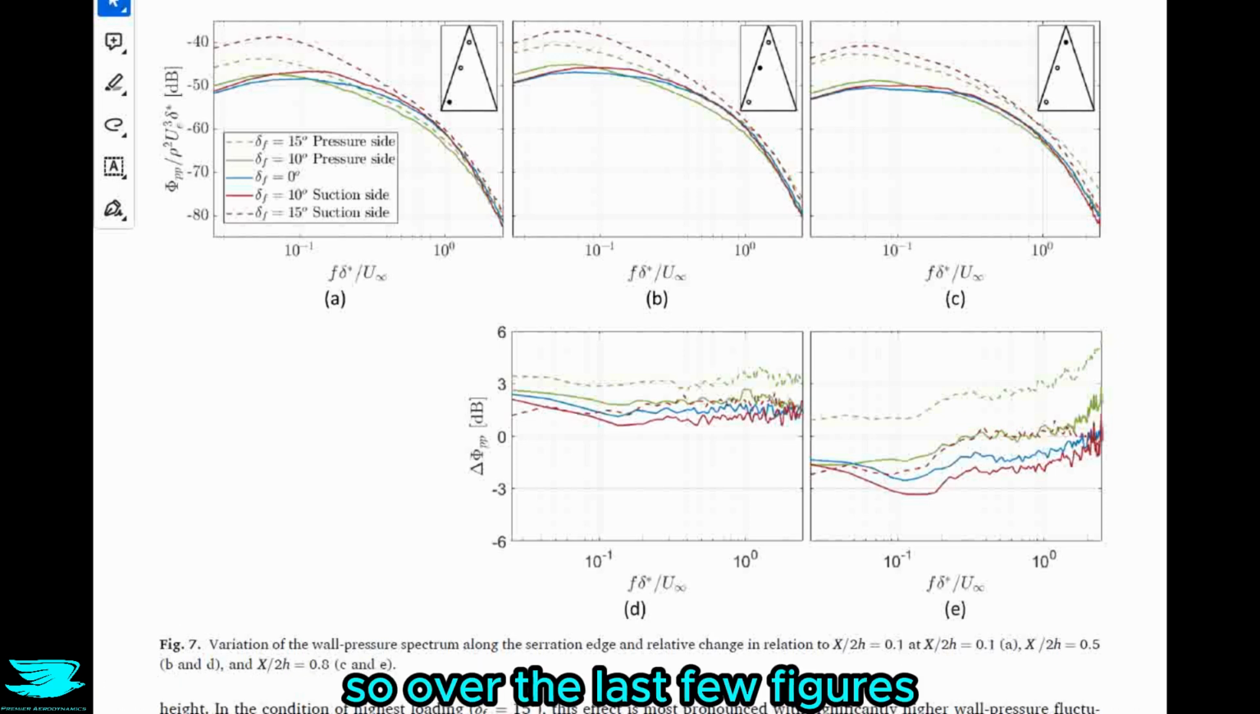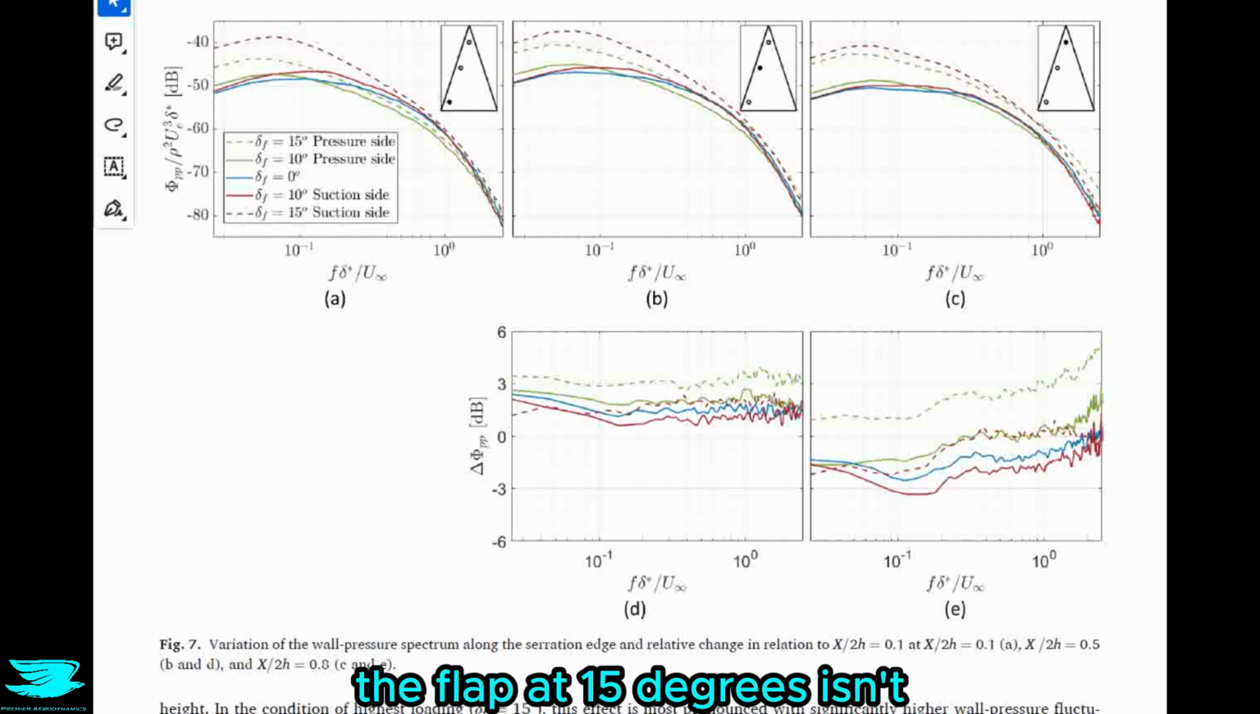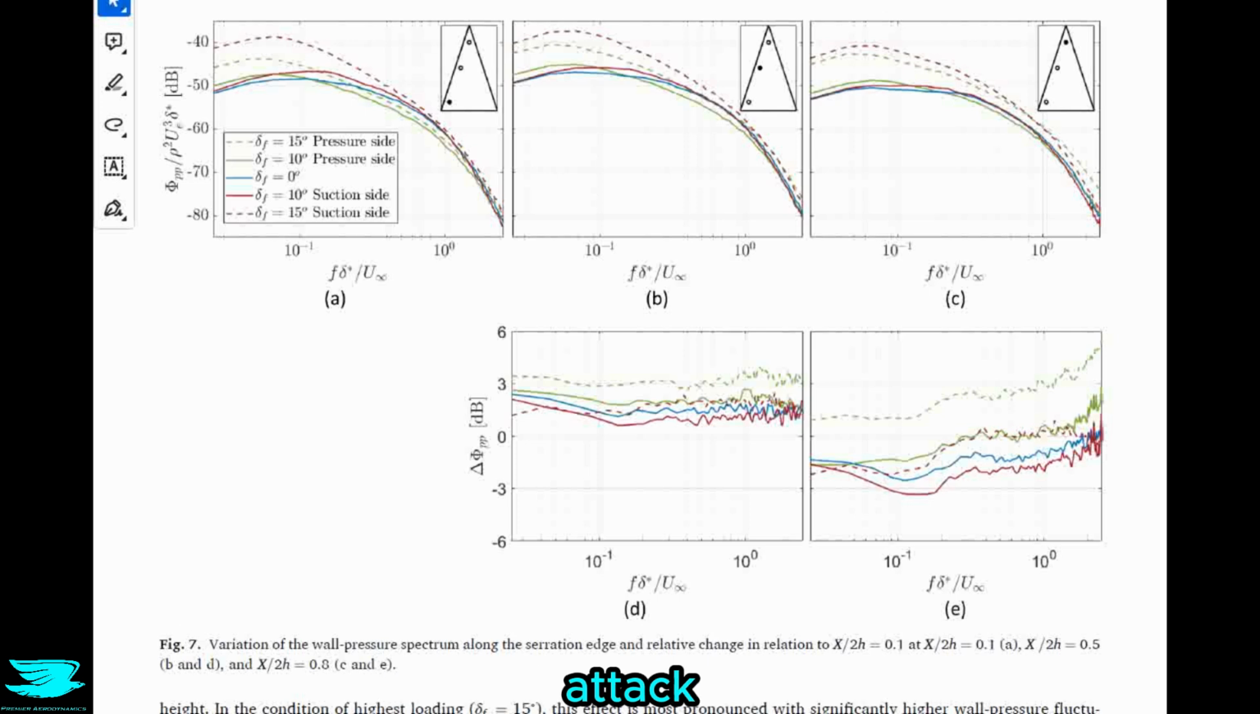So over the last few figures, I think we have a pretty good idea as to why the flap at 15 degrees isn't as good at reducing noise as when it is at lower deflection angles, not angles of attack, deflection angles.